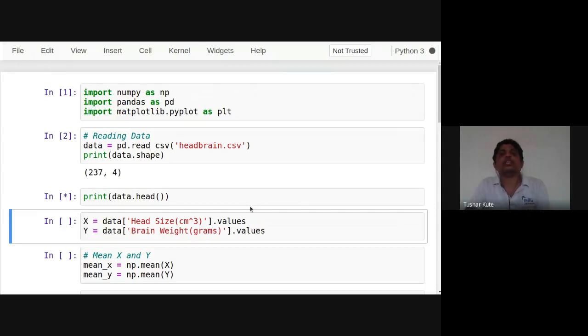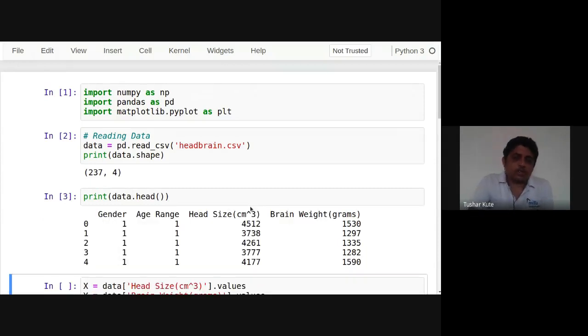If you check what it contains, it has information about different kinds of persons: gender, age range, head size and brain weight. Size of the head is in cubic centimeters, and brain weight is in grams. We can identify that head size and brain weight can be linearly connected. There are 237 different entries, 237 different people's information gathered.